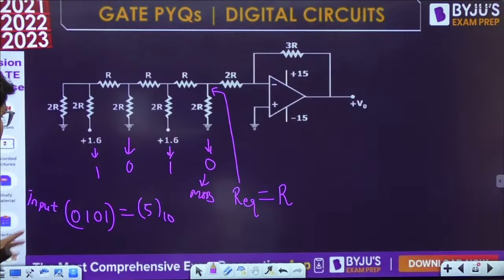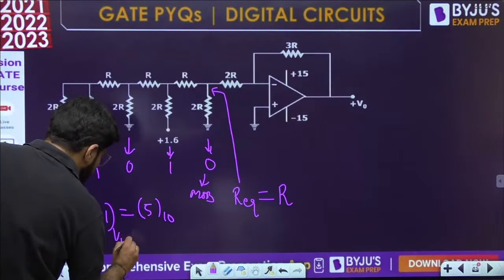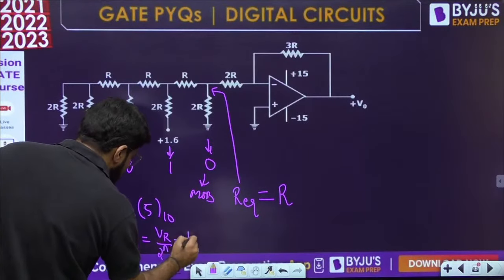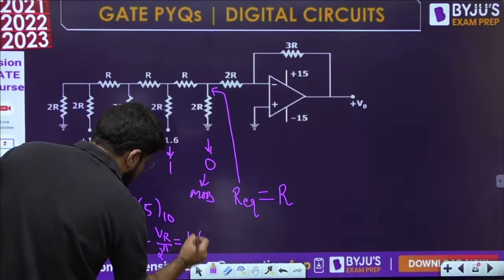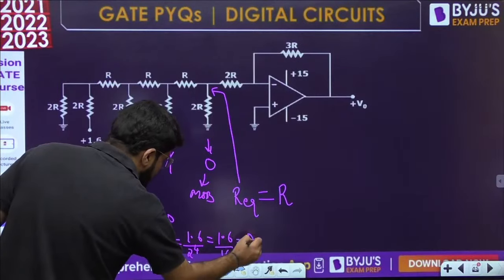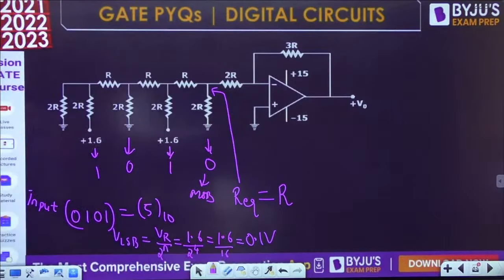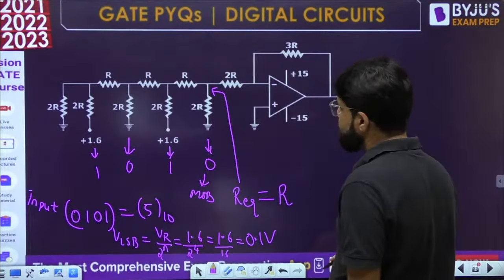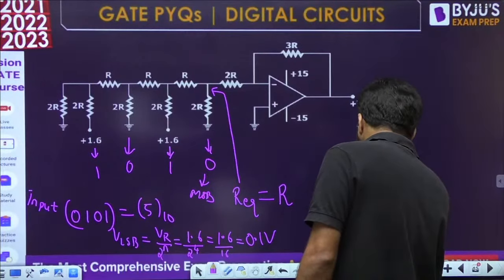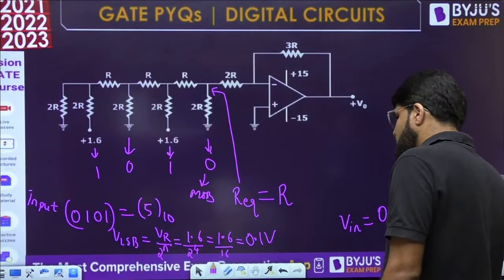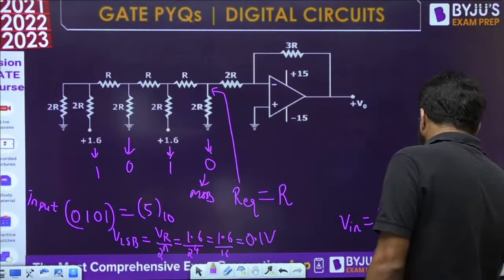Okay, this is the VR. So what is the VLSB? VR upon 2 power n in terms of VR. So that is 1.6 divided by 2 power 4, it is a 4 bit input. 1.6 divided by 16 is 0.1. The step size is 0.1. So how much is the input voltage I can say? It is again the step size multiplied by 5, that is 0.5.